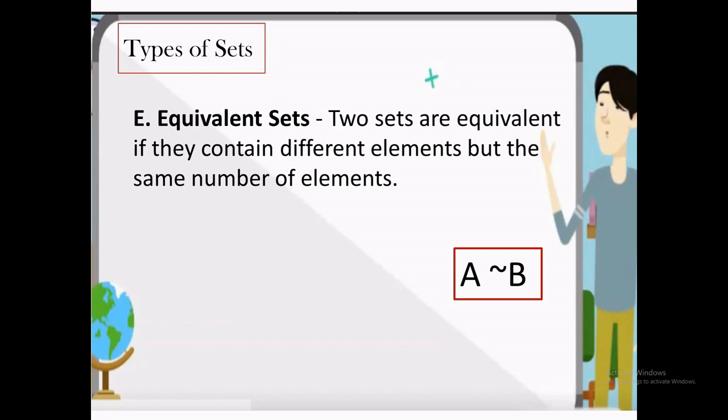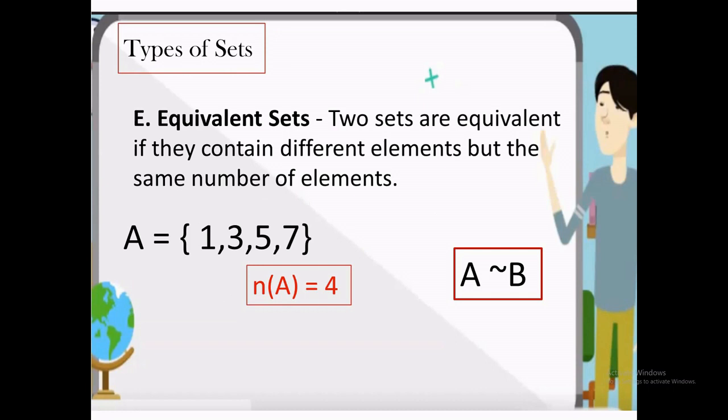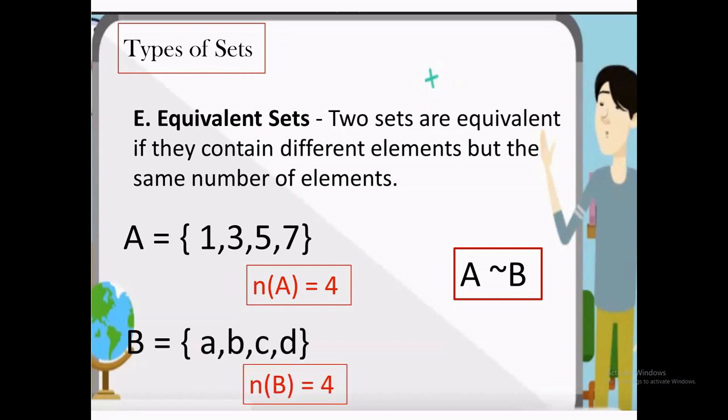Equivalent sets. Two sets are equivalent if they contain different elements, but the same number of elements. Okay, let's say here, A and B. In A, you have 1, 3, 5, 7. How many elements? We have 4. And in B, we have A, B, C, D. How many elements? You have 4. So A is equivalent to B.